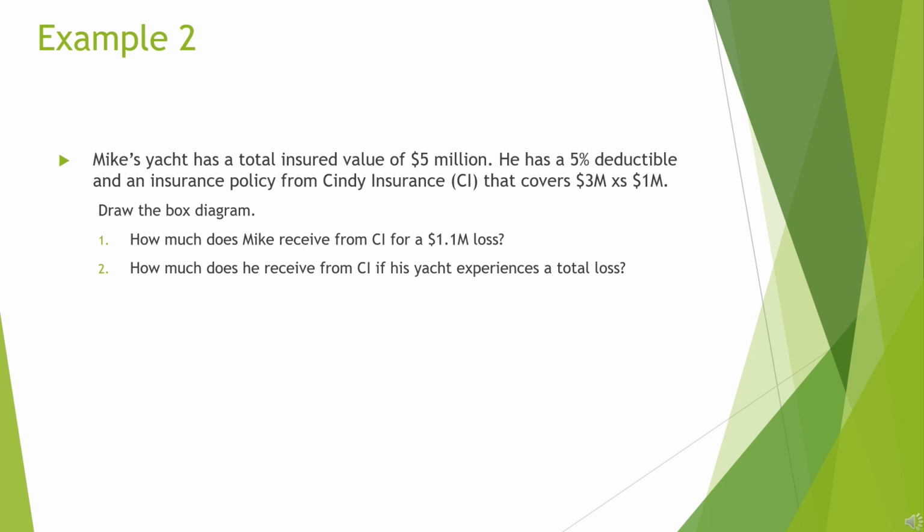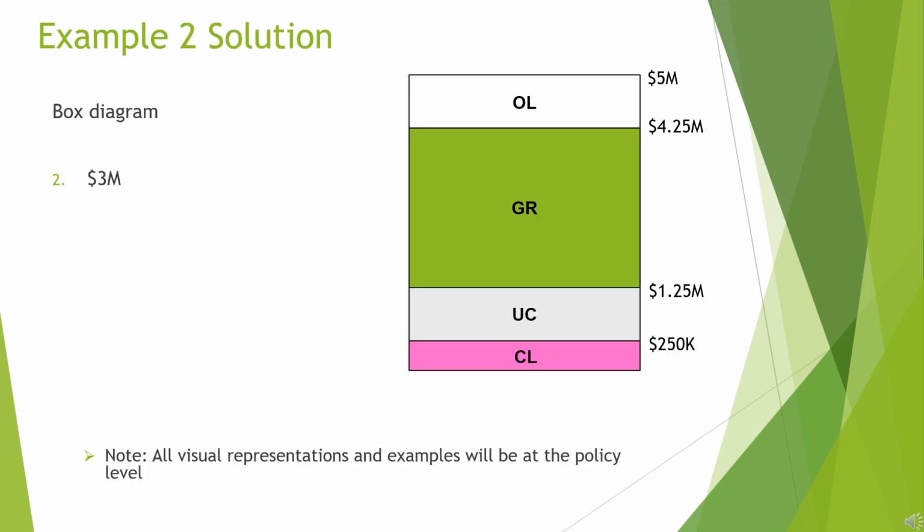Pause the video and think about the solution. The solution of the problem is on the screen now. Let's look at the answers of the last 2 questions. The answer for the first question is $0, since $1.1 million is below the CI policy attachment point. Mike receives $0 from Cindy Insurance. For the second question, the answer will be $3 million. The reason is, for a total loss of $5 million, Mike receives the policy limit of $3 million from CI.